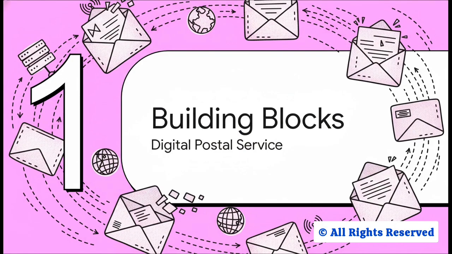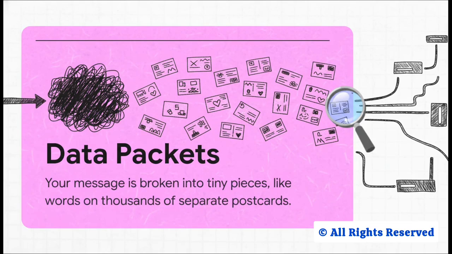All right, to really get our heads around this, the best way to think about the entire internet is like a gigantic, super efficient global postal service. Seriously, this one idea makes everything else just click. And it all starts with how your message gets ready for delivery. See, here's the first surprise. Your message, whether it's one photo or an entire movie, it doesn't travel in one big piece. Nope. Your device actually chops it up into thousands of tiny little pieces called data packets.